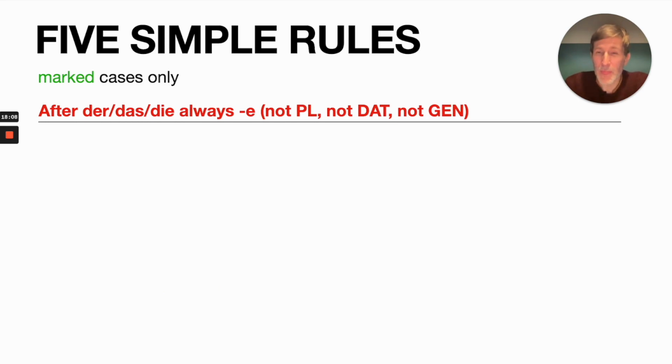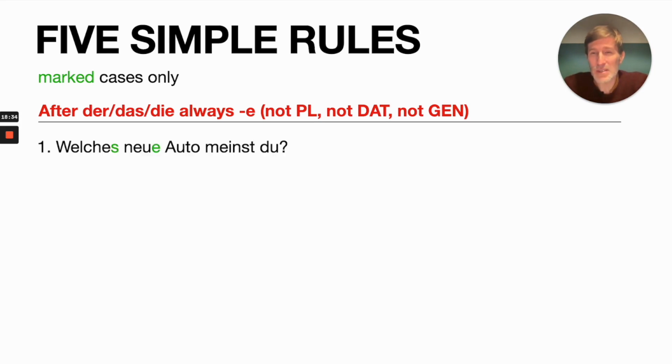Fourth rule. After der, das, die, always e. But not in plural, not in dative, not in genitive. And that's easy to remember, and I'll give you an overview later, because you work through these 5 simple rules from top to bottom, and once you have reached this rule, you have already covered plural, dative and genitive in rule number 3, right? So after der, das, die, always e, what does that mean? It's a bit more complicated.